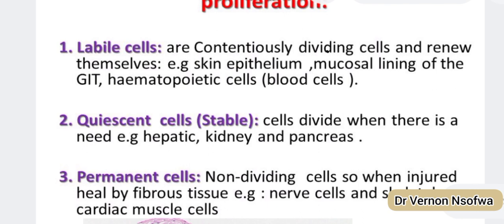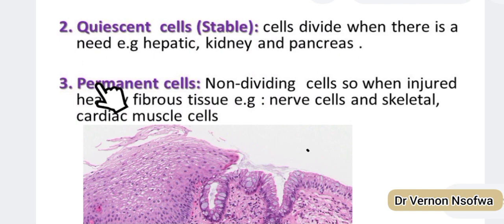We also have cells that we call quiescent cells, also known as stable cells. These cells only divide when there is a need. For example, cells of the liver, the hepatic cells or hepatocytes, and also cells of the kidneys and the pancreas. Then we also have permanent cells. These cells do not divide. No matter what, they do not divide.